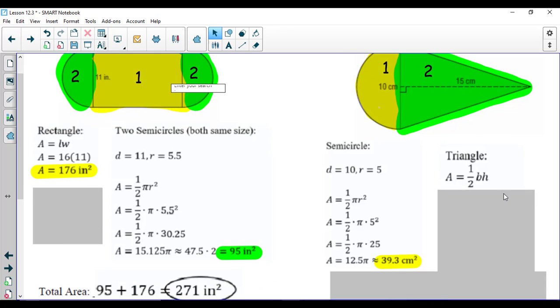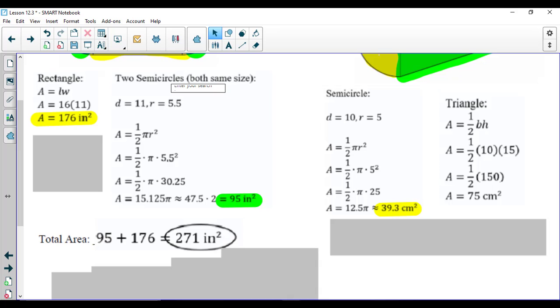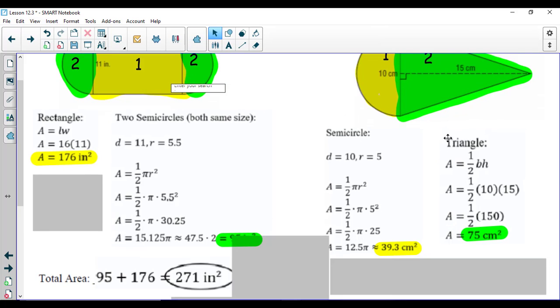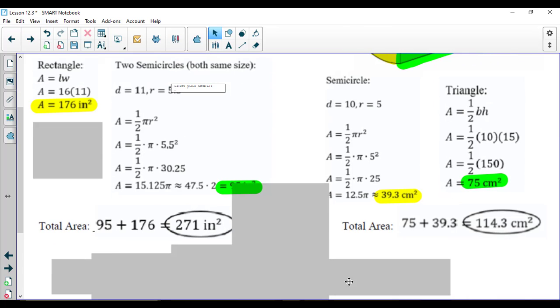So for the area of a triangle, we'll use the formula half times base times height. We'll replace b with 10 and h with 15. Half times 10 times 15 will get us a total area of 75 centimeters squared. When we go to find our total area for this region, again, our sideways ice cream cone, we'll add the 75 we got from the triangle to the 39.3 that we got from the semicircle, and our total area is about 114.3 centimeters squared.